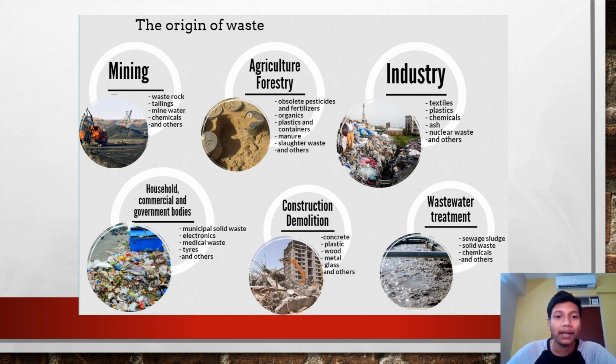First, coming to mining, the waste rock, tailings, mine water, chemicals, and others are commercial wastes in mining. And coming to agriculture and forestry, obsolete pesticides and fertilizers, organics, plastics and containers, manure, slaughter waste, and others are a part of agriculture commercial waste.